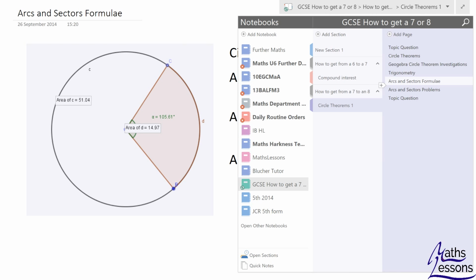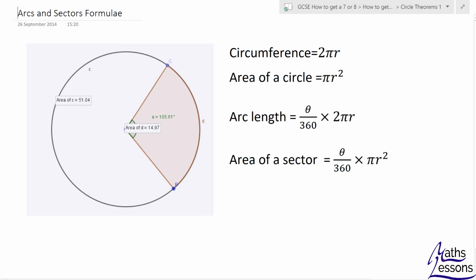So last topic you need to know to do this question is your arcs and your sectors formula. So key thing is to know your circumference formula, which is all the way around, 2 pi r. Area formula, pi r squared. You've got to learn that. Then the other two formulae become easy because the arc length is a fraction of the whole circle. So we just do the angle divided by 360 to get our fraction, and then we times that by the circumference. So if you can remember the circumference formula, you just times by the angle divided by 360. Same for the area formula for the sector.